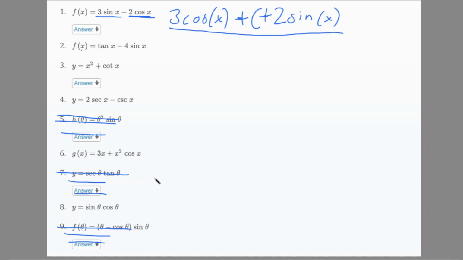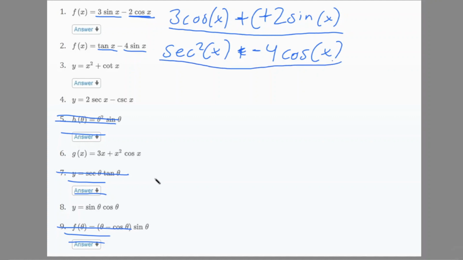Now number 2 is f of x equals tan x minus 4 sine of x. So we would find the derivative of these independently. The derivative of tan x is secant squared x, and then minus 4 cosine of x, because the derivative of sine of x is cosine. That would be your answer.